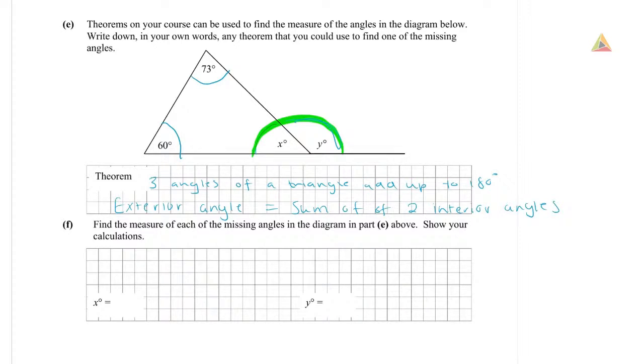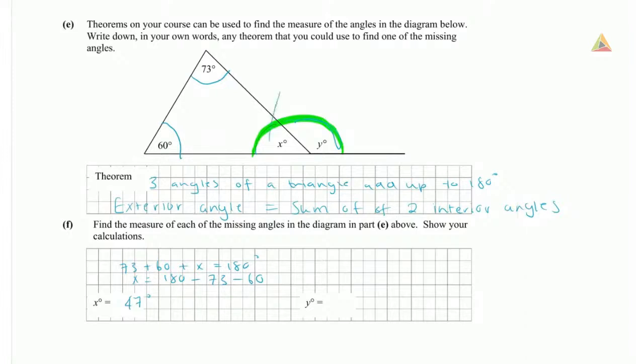And the last part, find the measure of each of the following angles in the diagram in part E above and show your calculation. So for x, we know that 73 plus 60 plus x is equal to 180 degrees. So we're going to bring all the numbers to one side. So x is equal to 180, take away 73, take away 60. Put that straight into your calculator and you will get 47 degrees. So 47 degrees for x.